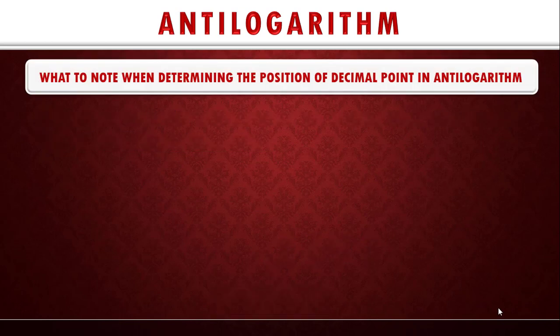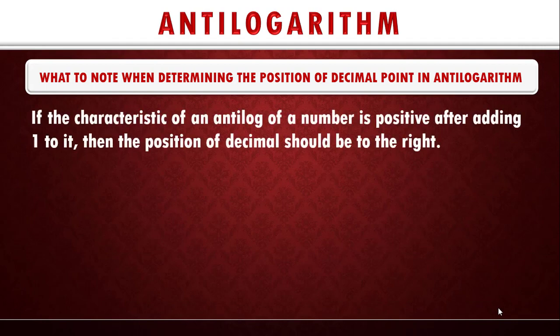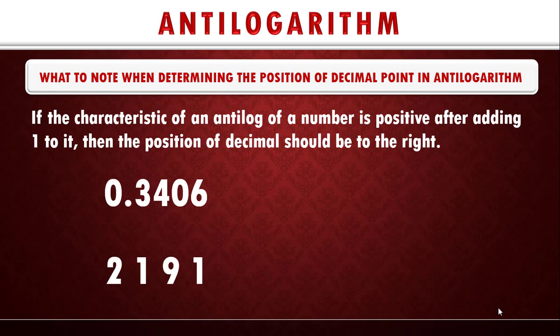What to note when determining the position of decimal point in antilogarithm? If the characteristic of an antilog of a number is positive after adding 1 to it, then the position of decimal should be to the right. For an instance, we're given the log of a number 0.3406. If we determine the antilog, we have the value 2191. If you remember, our reference position will be before the first digit of this antilog number, and that will be 2. So our reference position will be before this 2.